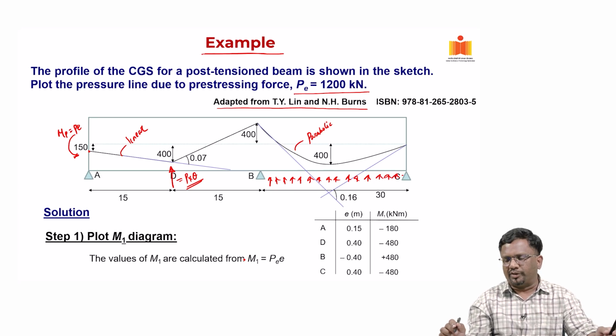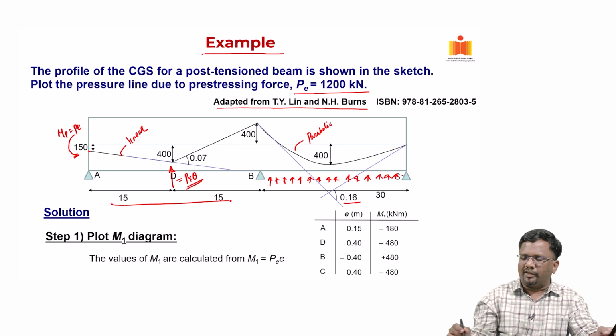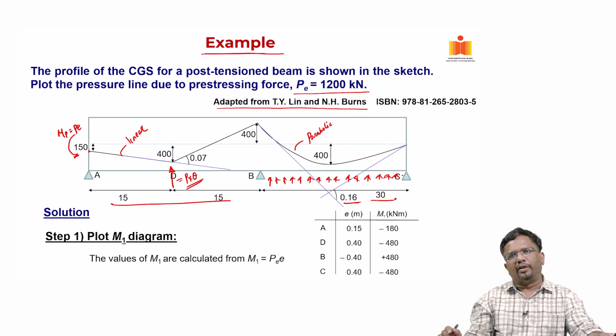So, for example, this one also you can find out the loading diagram, okay, easily by creating what is the eccentricity that you will have, right. And then you can design the system. Here the slope change is again 0.16. So, each of the spans is 30 meters, and now quickly we can calculate the M1 diagram.